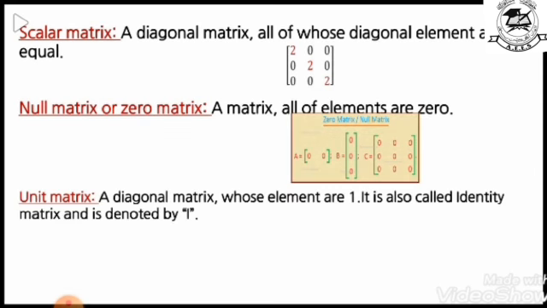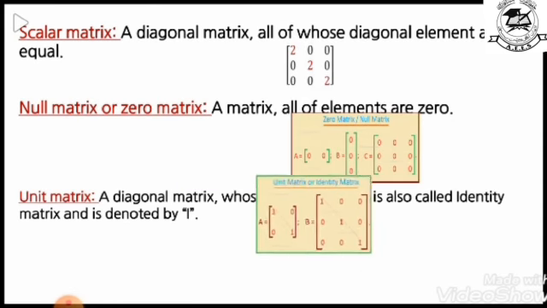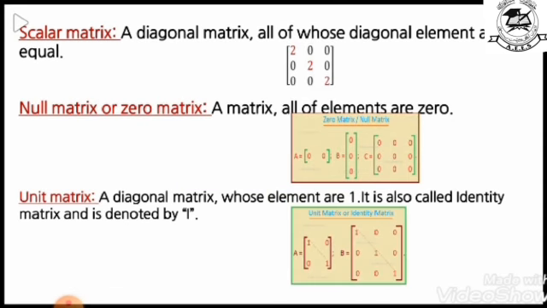Unit matrix, a diagonal matrix whose diagonal elements are 1. It is also called identity matrix and is denoted by I. A diagonal matrix means in the diagonal we have 1 and all the other elements are 0. These are known as unit matrix or identity matrix.